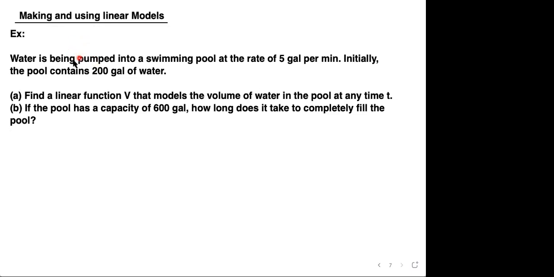Water is being pumped into a swimming pool at the rate of 5 gallons per minute. Initially, the pool contains 200 gallons of water. Find a linear function v that models the volume of water in the pool at any time t. If the pool has a capacity of 600 gallons, how long does it take to completely fill the pool?